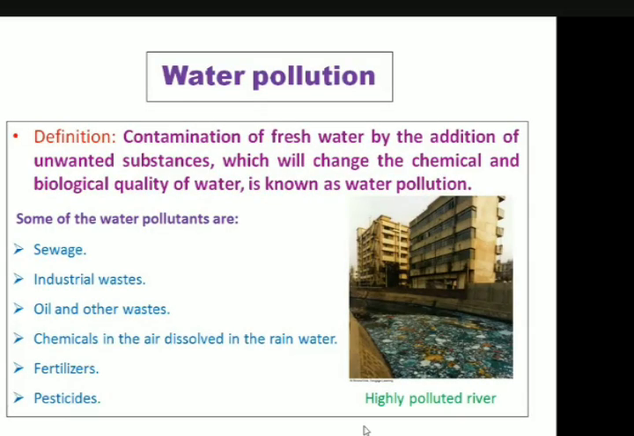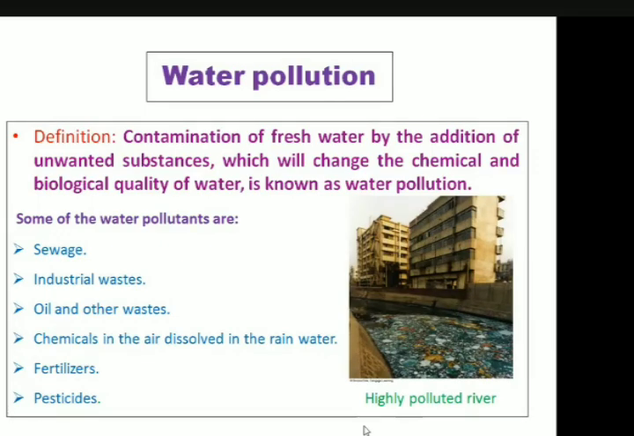Water pollution is mainly the contamination of fresh water by the addition of unwanted substances that change the chemical and biological quality of water. That is known as water pollution. Water pollution is defined as the contamination of fresh water by the addition of certain unwanted substances that will change the chemical and biological quality of water.